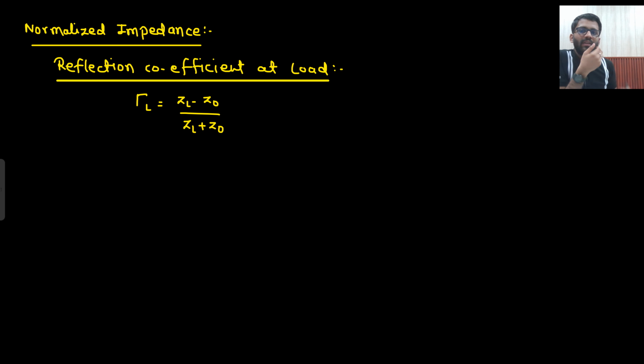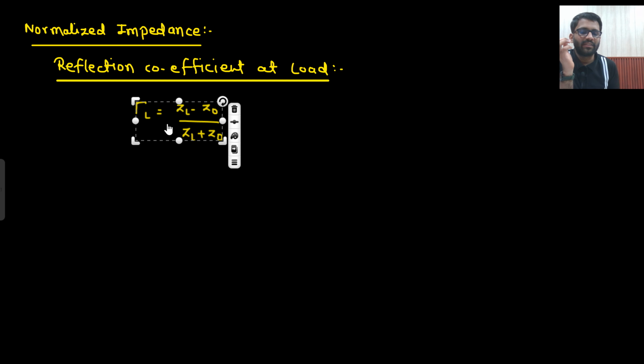Now let's move to our Smith chart. But before that, we need to understand a term that will be used again and again, which is normalized impedance. What do you mean by normalized impedance? Do you remember the formula of the voltage reflection coefficient at load? Yes: ZL minus Z0 upon ZL plus Z0. Now what I am doing is dividing by Z0 in the numerator and denominator.